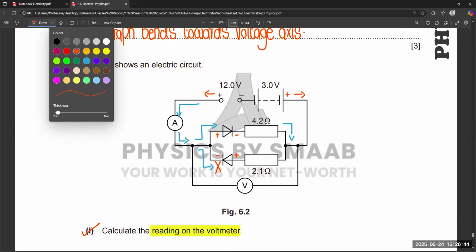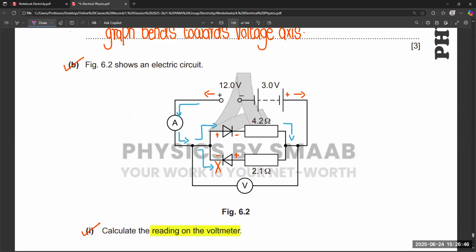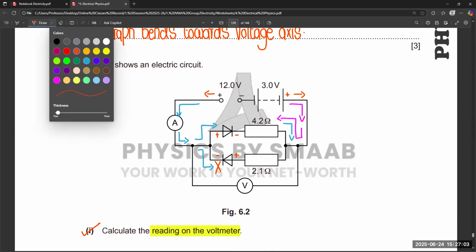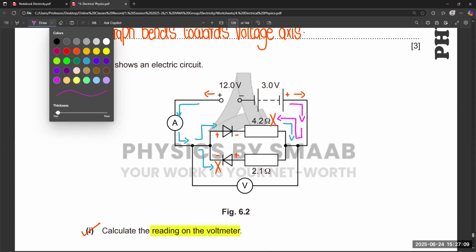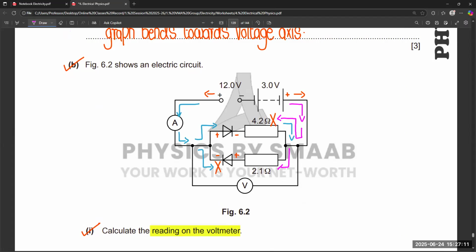In the same way, if you consider the 3 volt, it also starts in the same way. It reaches this point, but again the problem is when it tries to flow from this direction, it gets blocked because of the opposite connection. But from the other side, it can easily flow.